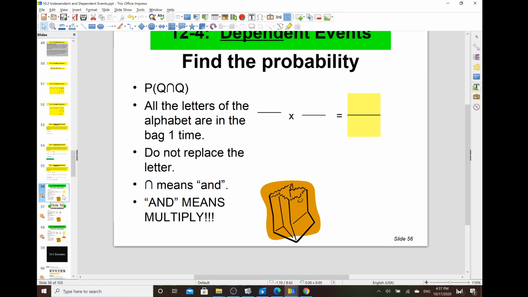And here's another one. Find the probability. All the letters of the alphabet are in the bag, you draw one at a time, and do not replace the letter. Okay, so the intersection means and, and and means multiply. That's just another example. So 1 over 26, and then times 0 over 25.